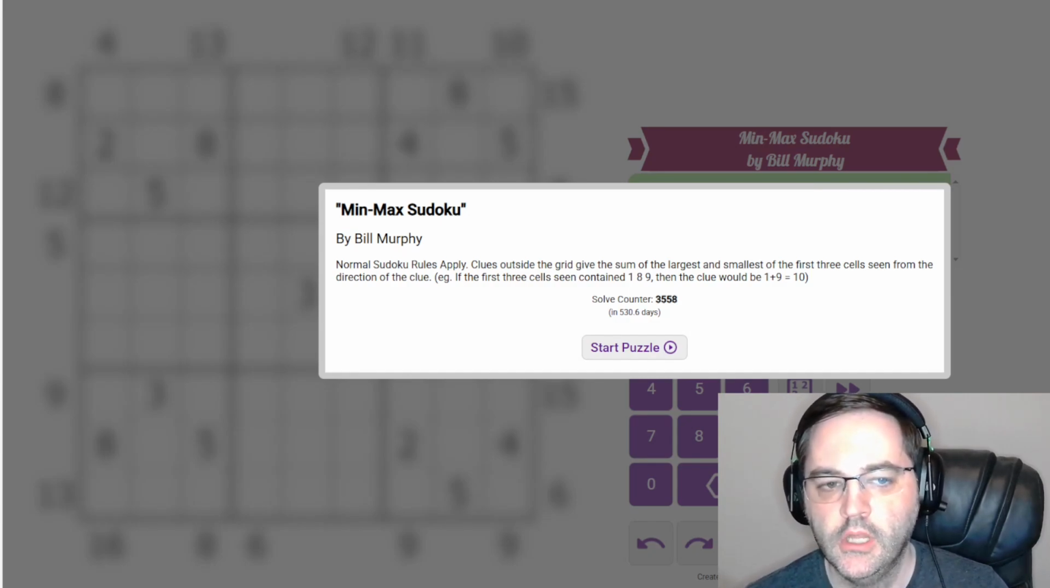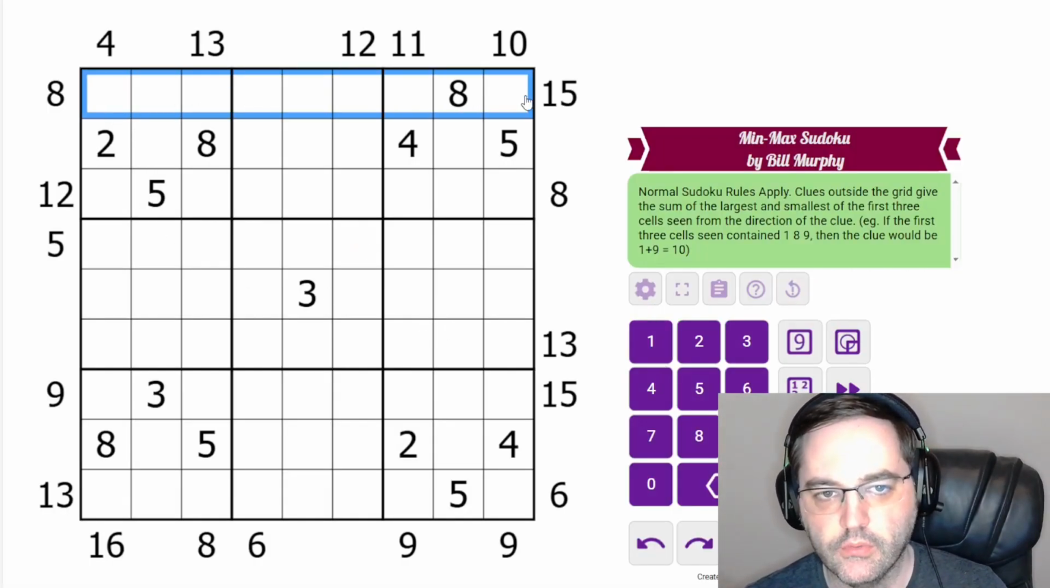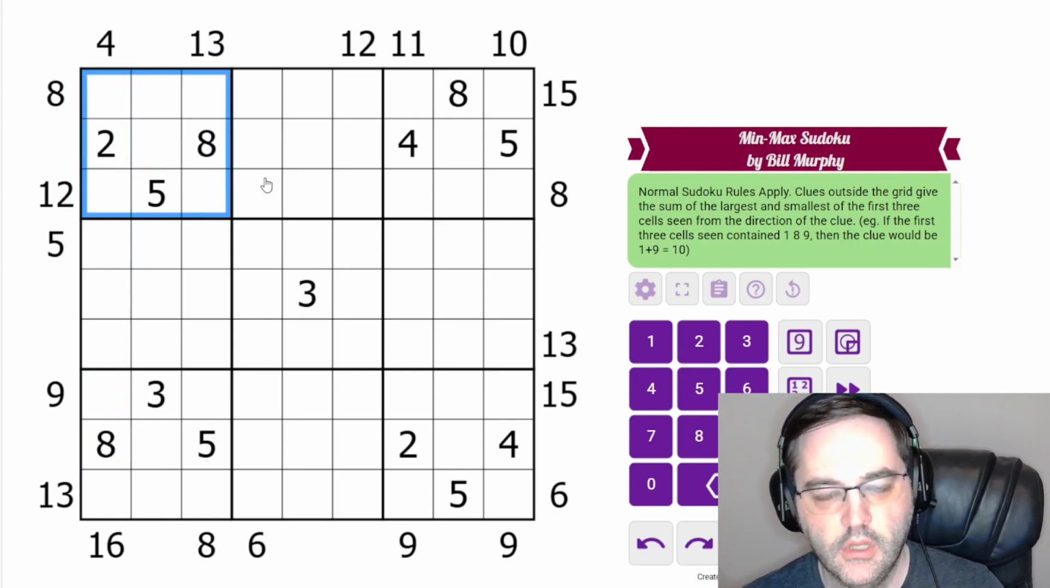I'm Philip Newman. Today I'm solving min-max Sudoku by Bill Murphy. We have normal Sudoku rules, 1 to 9 in each row, column, and 3 by 3 box. Additionally, we have some clues outside the grid.